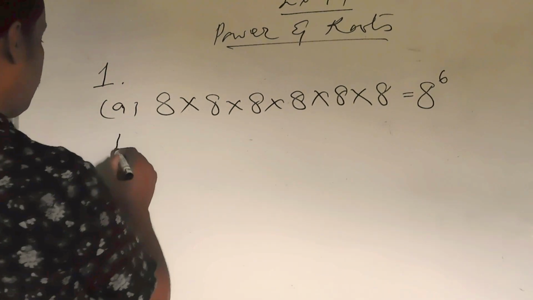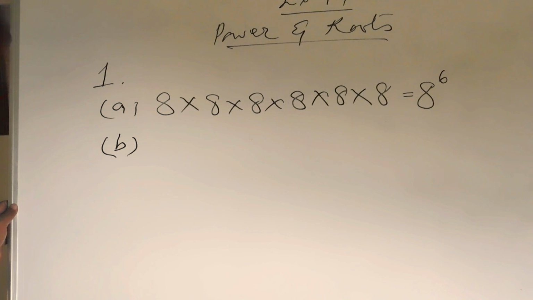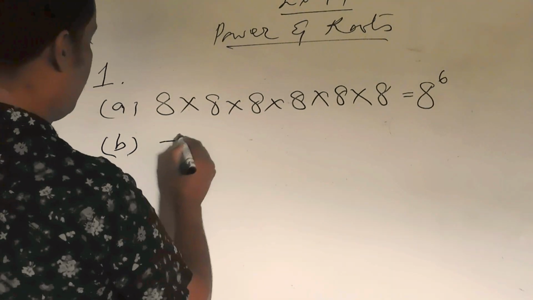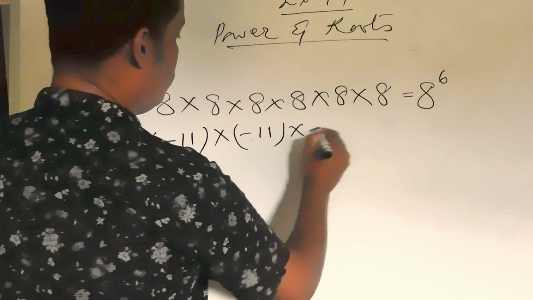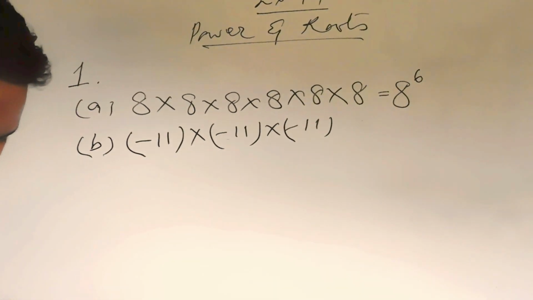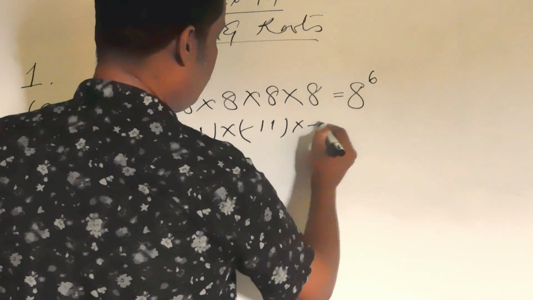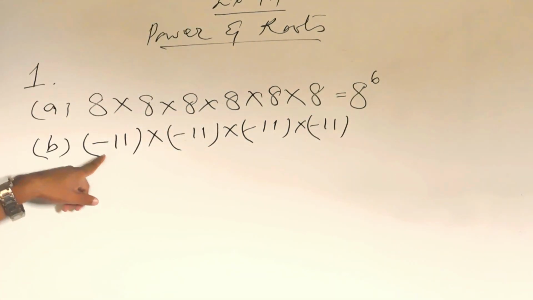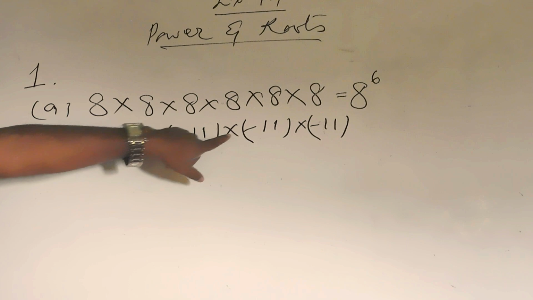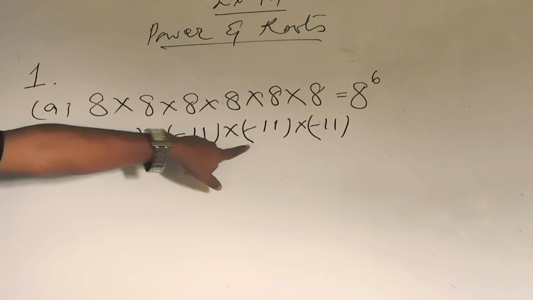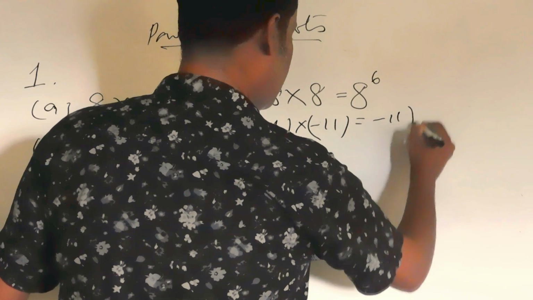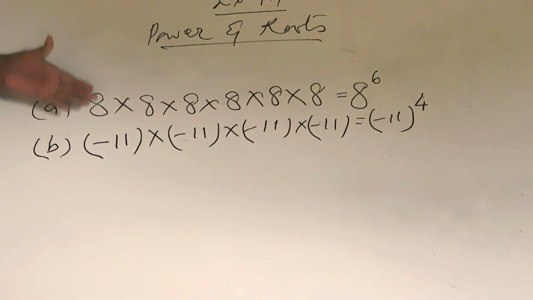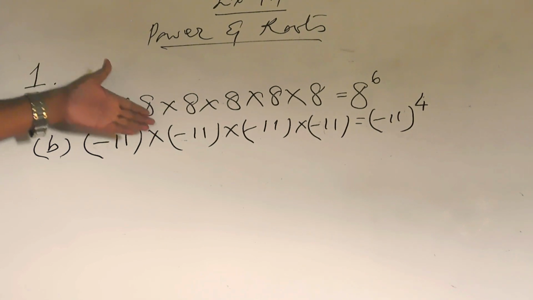Now let me tell you question number B. When the number is inside a bracket, like (minus 11) into (minus 11) into (minus 11) into (minus 11), minus 11 is being multiplied 4 times. So the exponential form will be minus 11 put inside the bracket to the power 4. This is how you can do question number 1. Other questions you can follow like this.